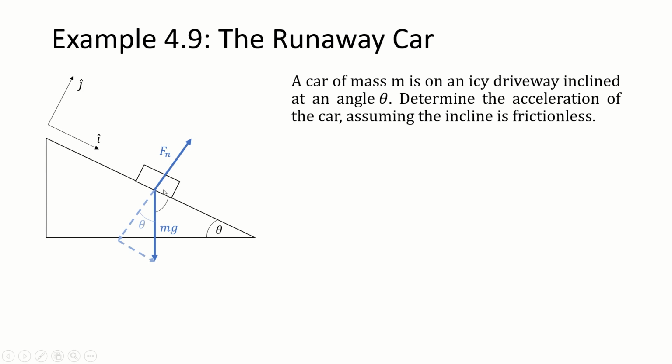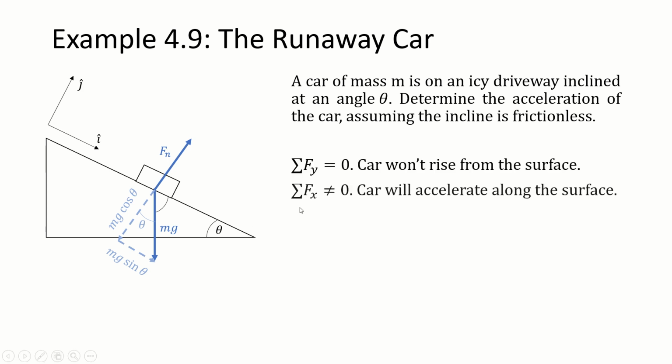So the force that balances out the normal force is basically the cosine component of gravity. And the one that provides the non-zero force, which ultimately leads to its acceleration, is mg sine theta. So the car won't rise from the surface. The car will accelerate along the surface.